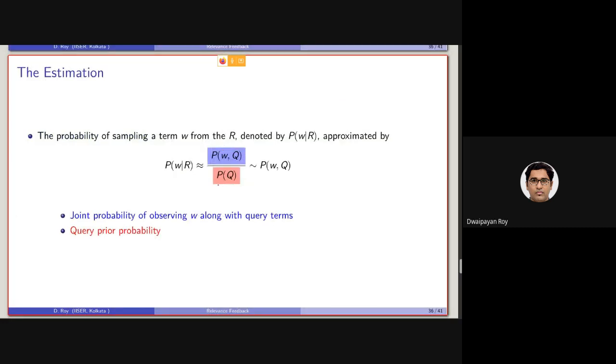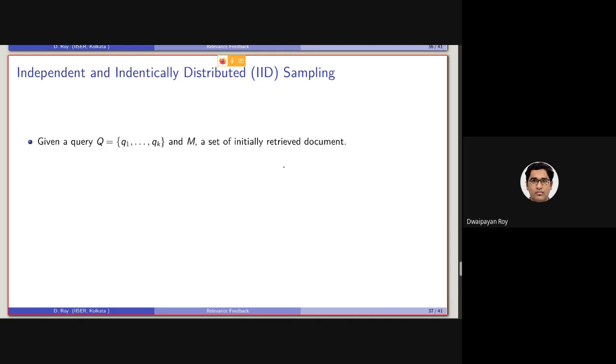Now, considering this query prior, as the task is to score the documents, P(Q) will be the same for all the documents, so we can simply ignore this. What we'll be ending up with is basically P(W, Q), which is the joint probability of observing W together with the query Q.